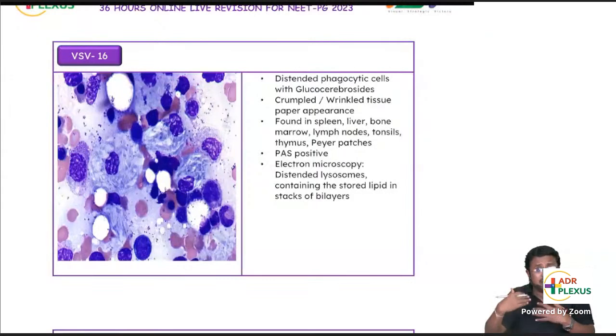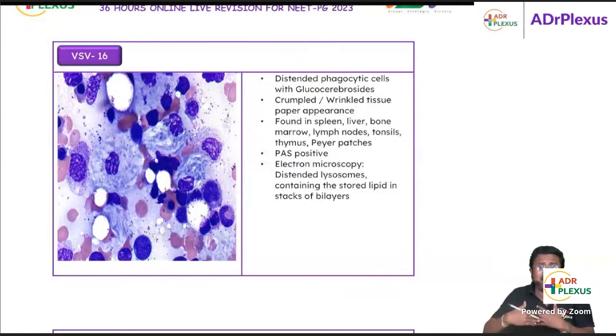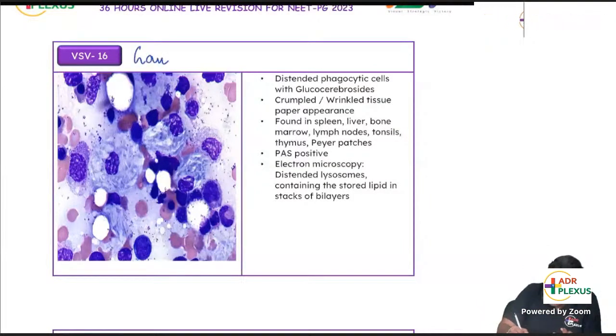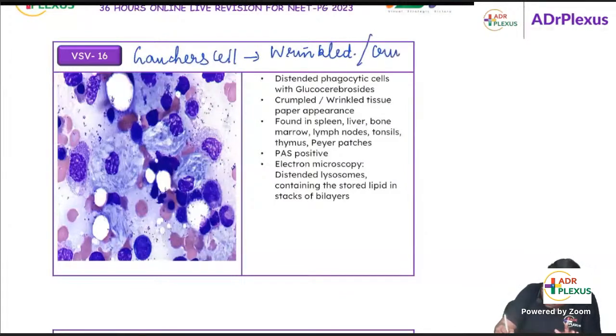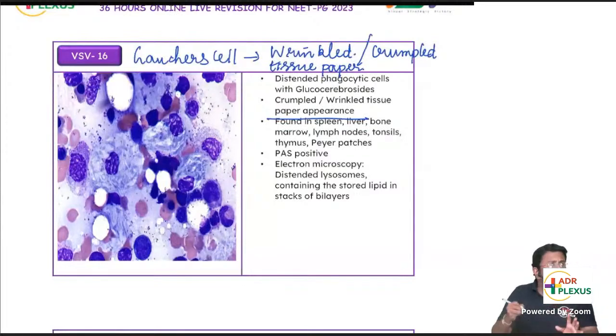Okay. Then, this image is a favorite image for all of us. Actually, this is a repeat question. Every exam, year after year, both in NEET as well as INI-CET, they keep on asking this question. On seeing this picture itself, we come to the conclusion that these are Gaucher cells with a wrinkled or crumpled tissue paper appearance. This is very, very characteristic.